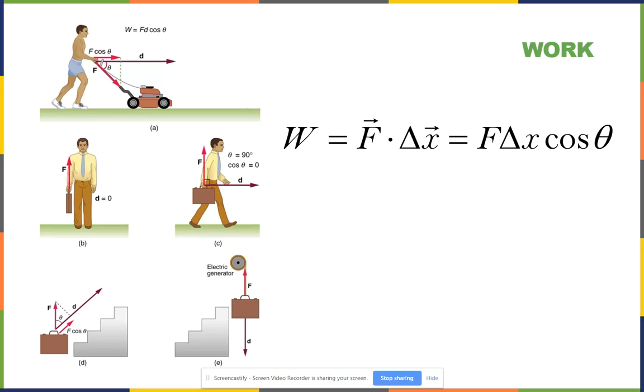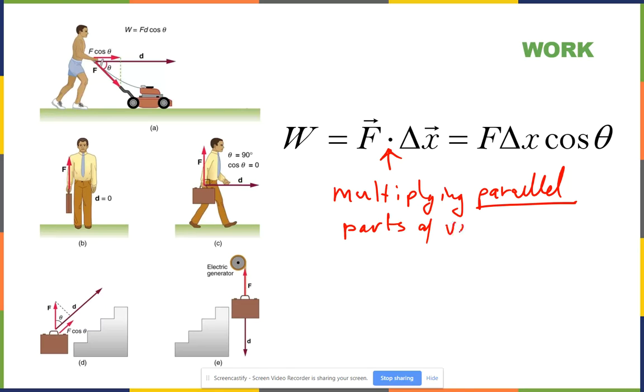So here we have a math symbol you may or may not be familiar with. Depends on your math background. It's a part of vector algebra. This dot here means that you're multiplying parallel parts of vectors. Notice there's a vector sign over the F and a vector sign over the X. And work is force dot distance traveled. Force times distance traveled parallel.